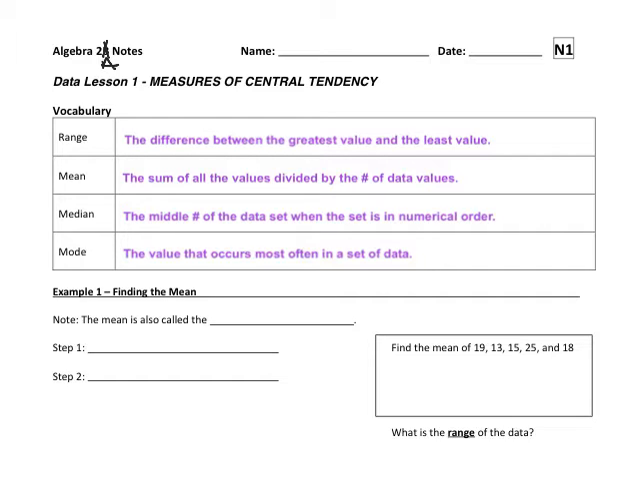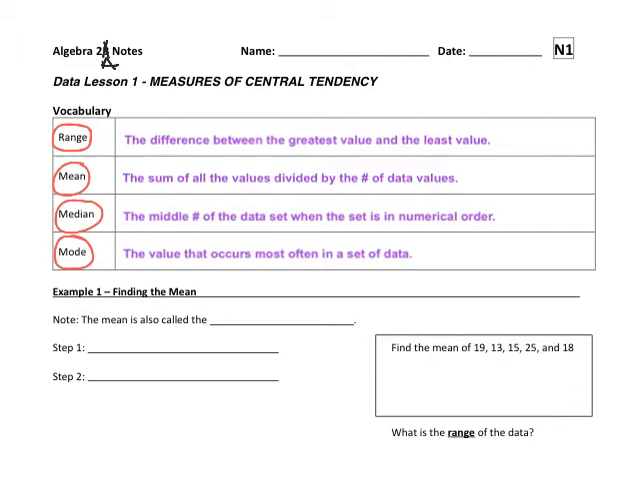The first data lesson is going to be about measures of central tendency. This is kind of a review because you probably recognize a lot of the terms here: the words range, mean, median, and mode. These will be terms that you will see on the SAT, and you probably have seen these terms in previous lessons in other math classes. But it's been a while, so let's go ahead and review.